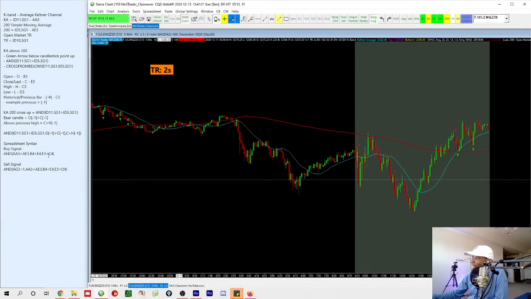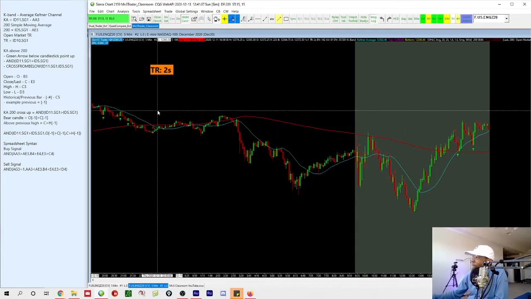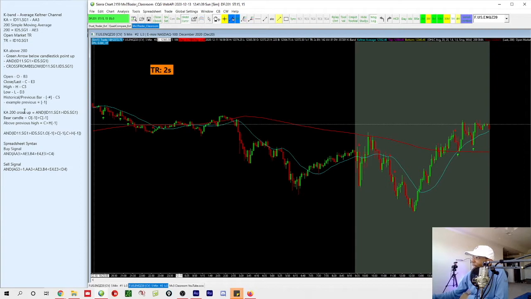Also, when E3, which is the current price or the last price, is higher than C4, which is the high of the previous bar, so when we have the KA above the 200, and then we have a bearish candle followed by the current candle taking out the high of that previous bearish candle, that's going to give us a buy signal. For this trading system, we're actually going to buy off of this. This is going to be our entry.